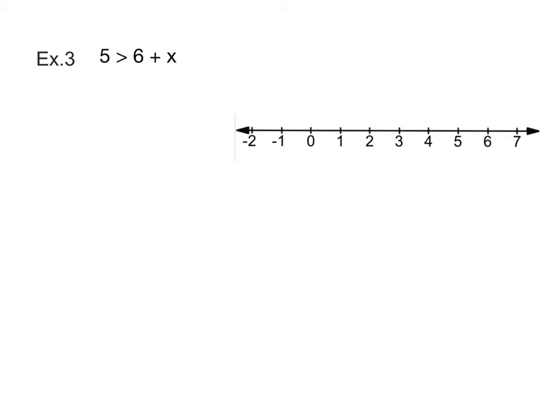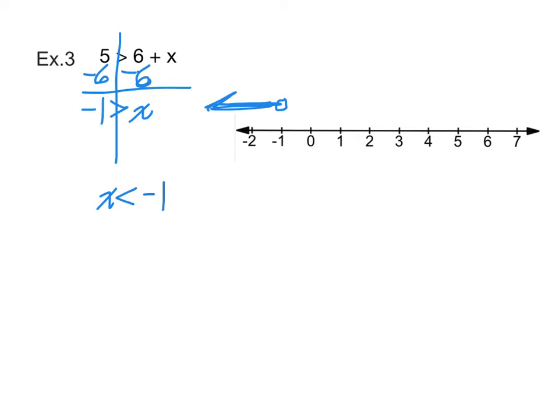Okay, let's try this next example. I want to get x by itself, so I have to undo the plus 6. I'm going to do that by subtracting 6. Five minus 6 is negative 1, and so I get negative 1 is greater than x. This is that same situation we had before, where the x is on a different side. Let me rewrite this so it says x is less than negative 1. Notice how the pointy part of my symbol is still facing the x. This is telling me the answer is everything less than negative 1.